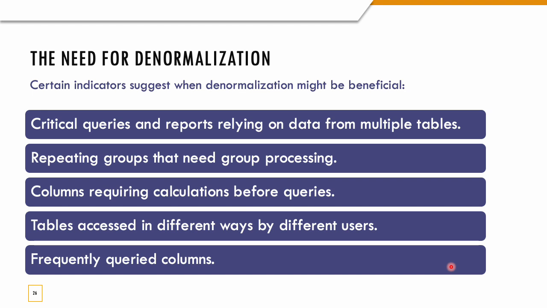And the last one is frequently queried columns. For columns that are queried often, especially when joined with other tables, storing related data together in a single table can reduce retrieval time and enhance the performance. So, denormalization in these cases can streamline data access and reduce the complexity, improving the responsiveness of the critical transactions, and of course, simplifying the query structure.